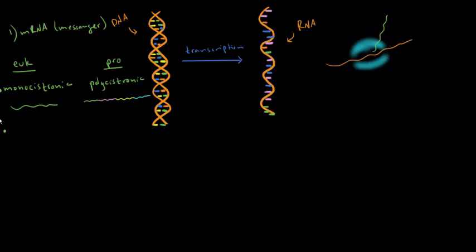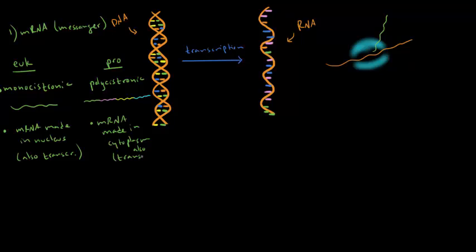Another difference I want to mention is where mRNA is made. In eukaryotic cells, mRNA is made in the nucleus, and for that matter, transcription also happens in the nucleus. I'm just going to abbreviate it like that. In prokaryotic cells, well, they don't have a nucleus, so mRNA is made in the cytoplasm. And transcription also happens in the cytoplasm. So I'm just going to write transcription, also abbreviated.